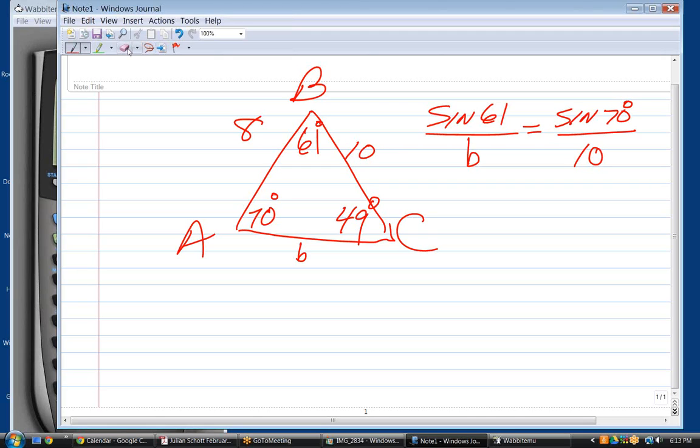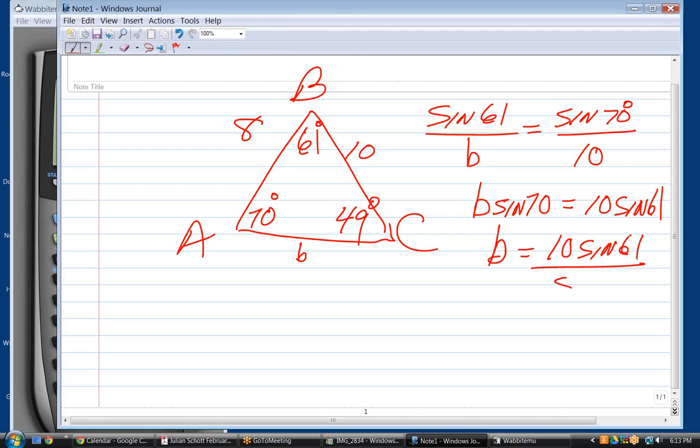Now, let's back up for a moment. Let me show you why. In order to solve for B here, the next step is cross-multiply, right? Okay, so I would have B times sine of 61, and I would divide both sides by sine of 70, so I would get B equals 10 sine of 61 divided by sine of 70. You with me? Okay. That's very doable. That gives us a number and gives us our answer.